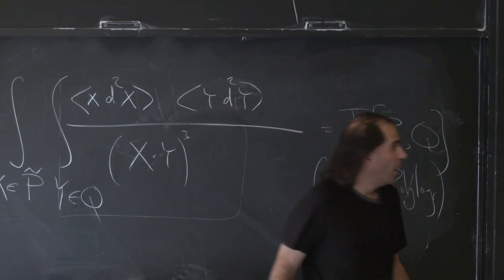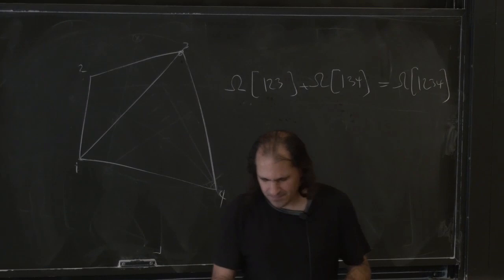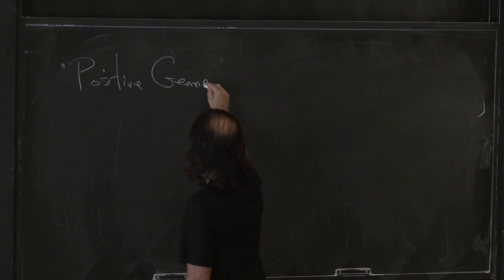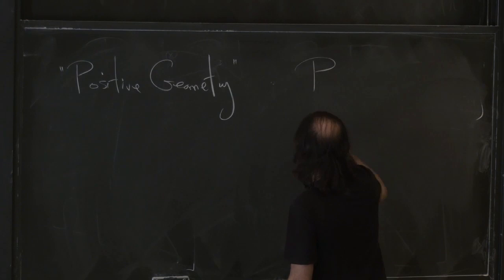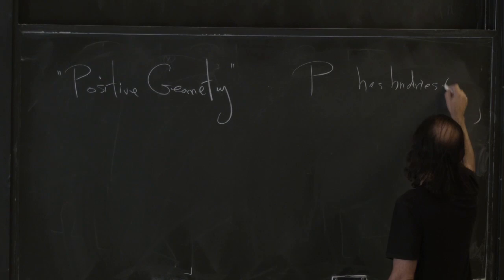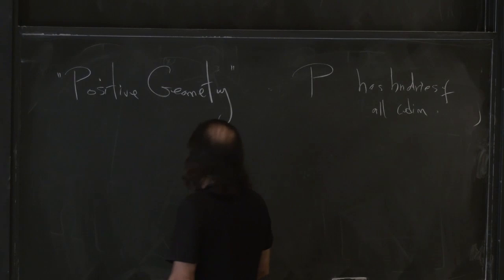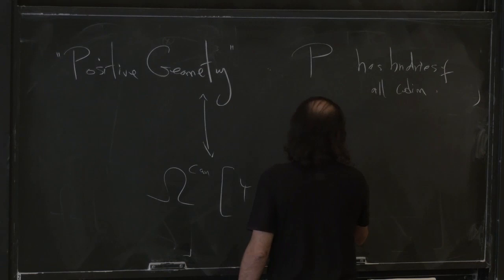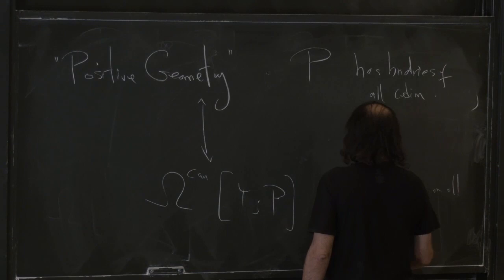Okay. So now we've seen another way that if you give me some geometry, and for reasons that'll become more clear in a moment, we call these things positive geometries. But really, loosely, it's some space P that has boundaries of all codimension. And associated with this space is a canonical form, omega canonical, that depends on whatever ambient space P lives in and also depends on P, has logarithmic singularities on all the boundaries of P.